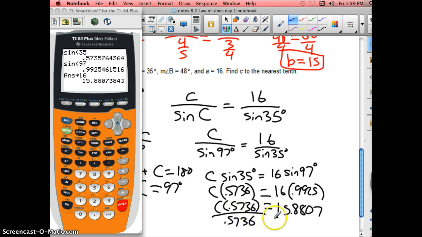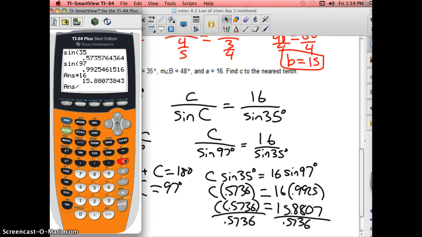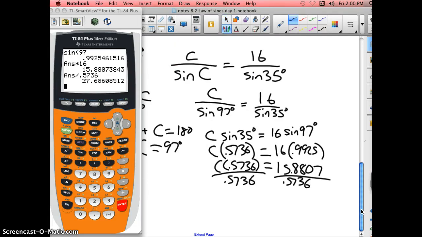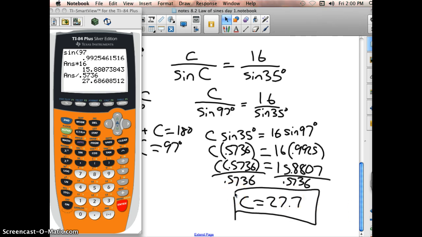I'm going to divide both sides by 0.5736. So I take the answer, which is still in my calculator, and I can just divide by 0.5736. And I get 27.686, right? Well, and I want this to the nearest tenth. So my answer is going to be C equals 27.7. Right, and it's a side, so it doesn't need to be labeled with degrees.